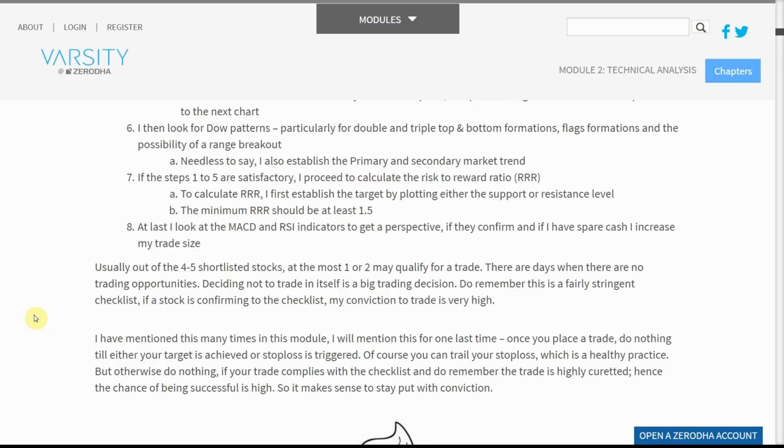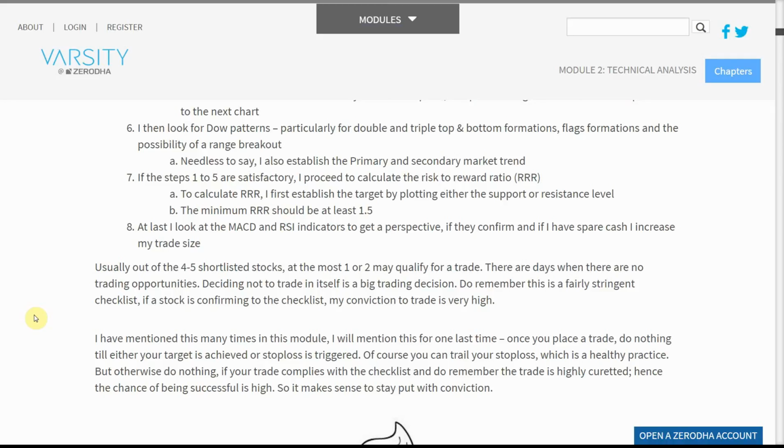To calculate RRR, I first establish the target by plotting either the support or resistance level. The minimum RRR should be at least 1.5. At last, I look at the MACD and RSI indicators to get a perspective. If they confirm and if I have spare cash, I increase my trade size, usually out of the 4 to 5 short-listed stocks.